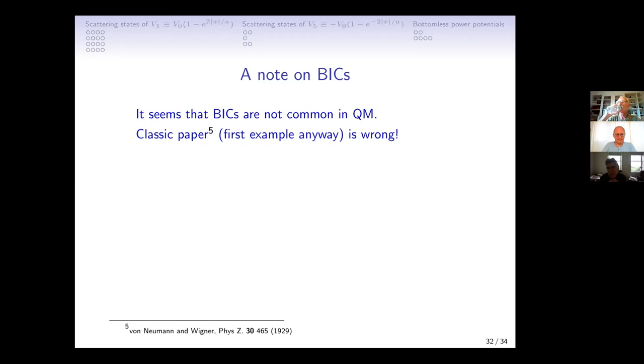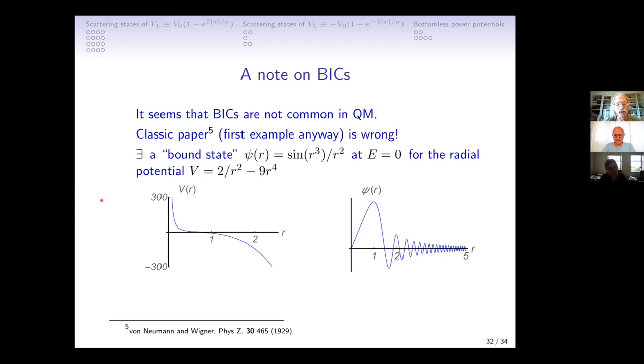And I believe it's wrong. I mean, this is a classic paper by two giants of physics, but I think they're actually wrong. Because what they considered was a radial potential. So they're talking about a central potential, and you're just talking about the radial Schrodinger equation, with the radial potential of this one, 2 over r squared minus 9 r to the fourth. So this is basically not a minus x to the fourth potential, except with an r squared spike at the origin.